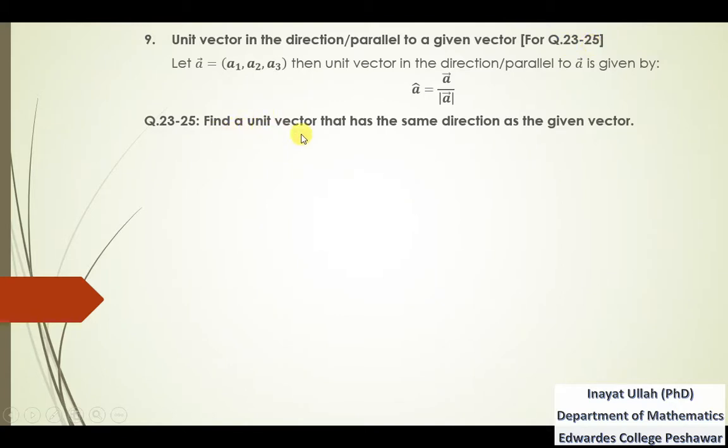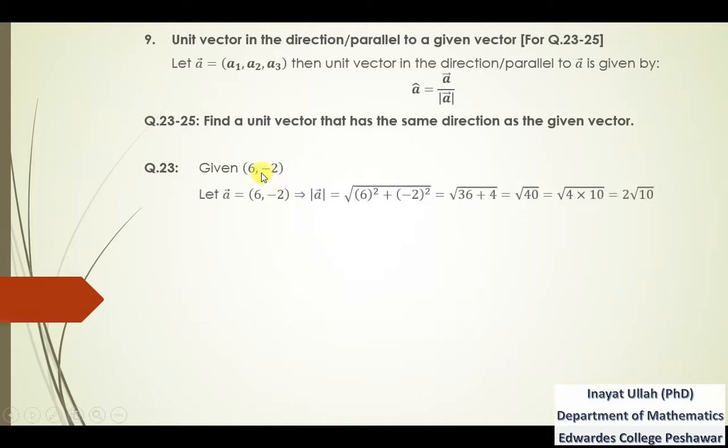And that is for question number 23 through 25. Find a unit vector that has the same direction as the given vector. Question number 23, we are given a vector 6 comma minus 2. We need to find a unit vector in the direction of this vector. So first of all, we denote this vector by A, or you may denote this vector by B. So that is A vector.